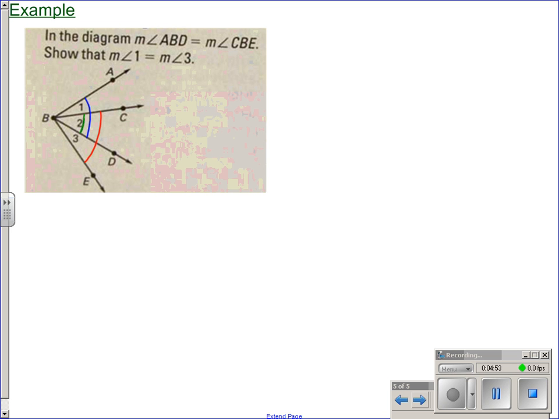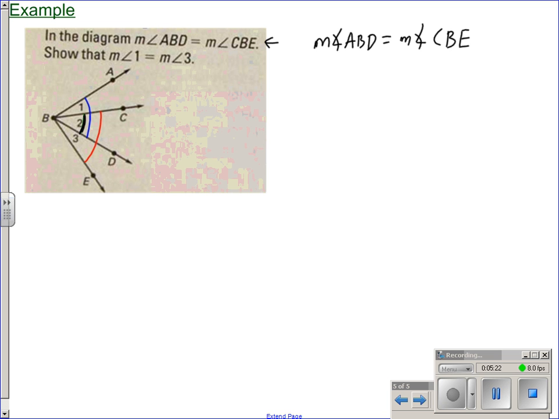So, to show that the measure of angle 1 equals the measure of angle 3, what we're going to do is start with the given information. Basically, that's the only thing you know, so you've got to start with it. Measure of angle ABD equals measure of angle CBE. Okay, so we've got two things that are equal. Now, again, angle 2 is the same angle in both of them.